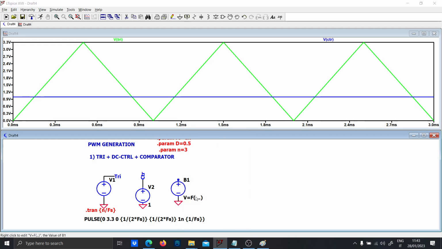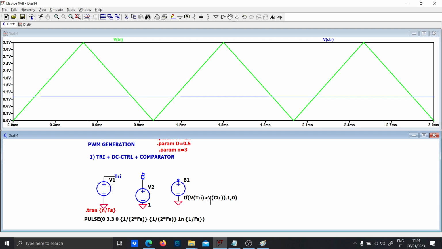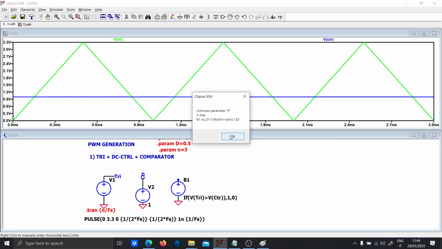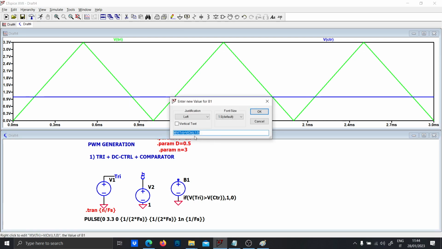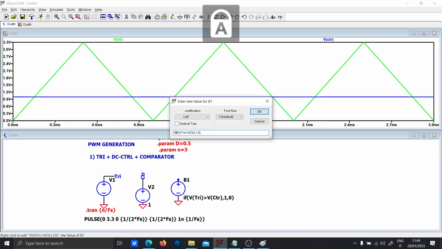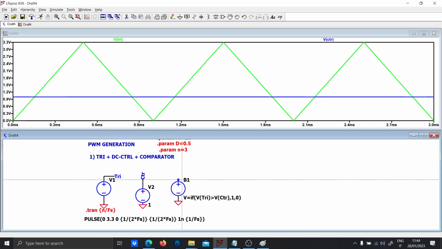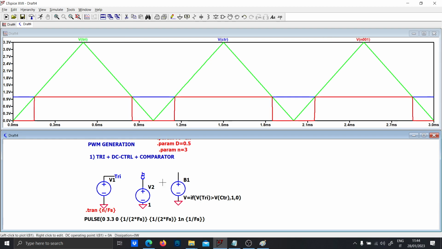So, if V triangular is higher than V control, generate 1 or 0. Maybe the syntax is wrong. In fact, it is wrong. The disadvantage of this is that if you mess up the syntax here, it won't work. Maybe it was V equal to, I'm trying to remember. Okay, this should be good. And you see that the result is exactly as we planned. So we have the triangular waveform, the control voltage, and a bivalent comparator.